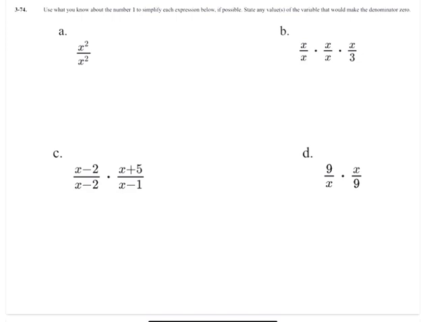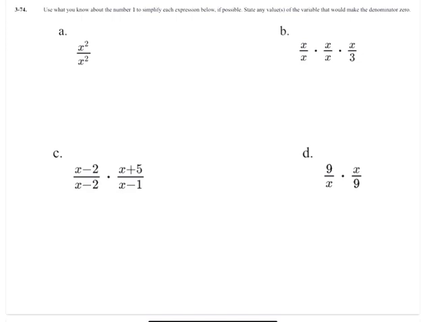So problem 74 in our book, use what you know about the number 1 to simplify each expression below, if possible. State the values of the variable that would make the denominator 0. So there's 2 parts to this. We're going to simplify it, and we're also going to come up with those excluded values, those numbers that would make our denominator 0, which we know we cannot have, right?